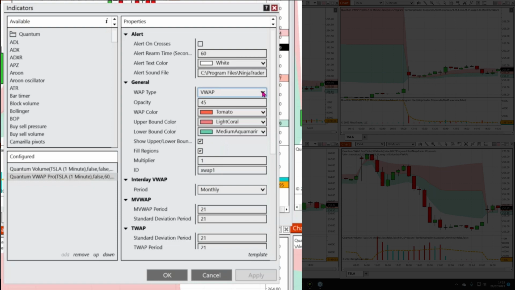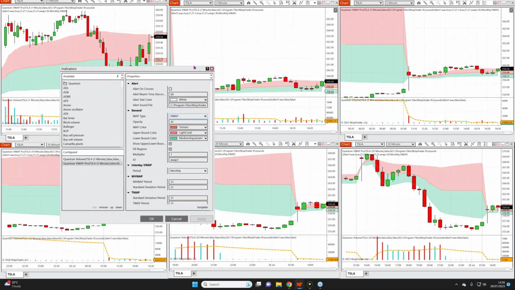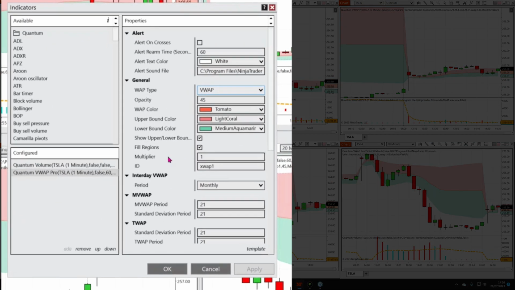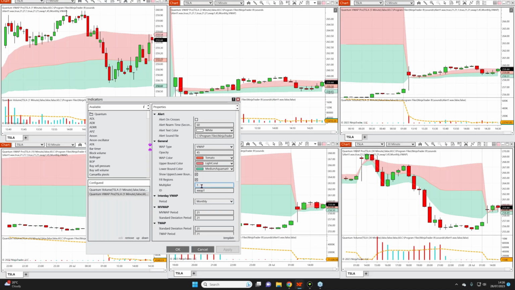In terms of the multiplier, which is here, I've got this set to 1, but you can change that to whatever you like. You could have 2 standard deviations, or you could have decimals, so we could have 1.5, 1.2, whatever you wish. And as I say, you can set that yourself to whatever default you prefer. But the default on it is set to 1.